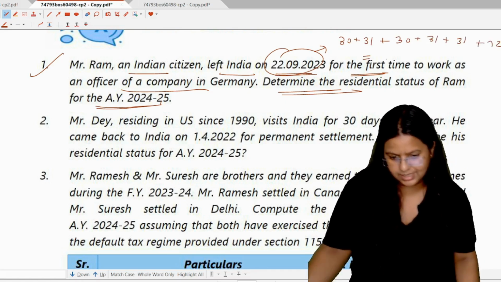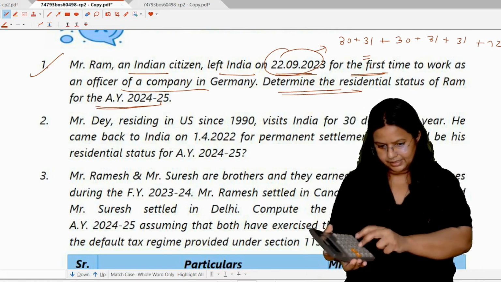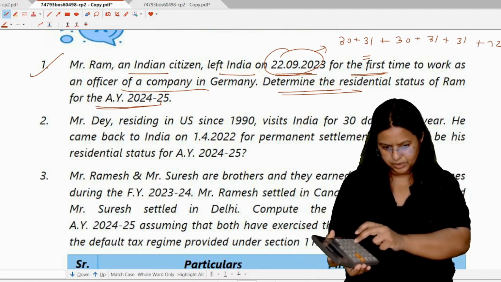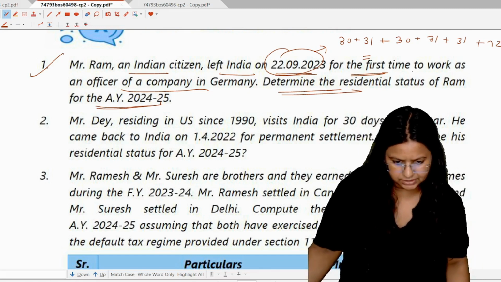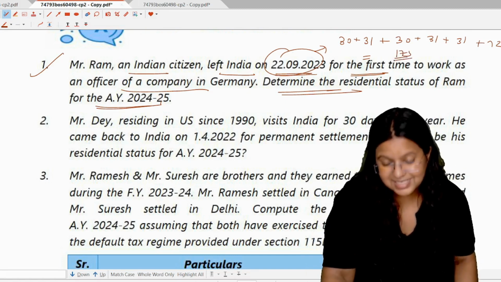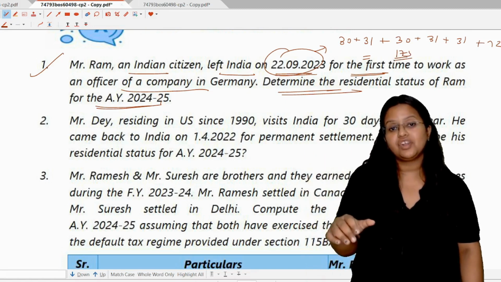Okay, count these days. 30 plus 31 plus 30 plus 31 plus 31 plus 22. 175 days. Okay, now students, is the second condition applicable here? No. The second condition, that is the 60 days condition, will not be applicable here.